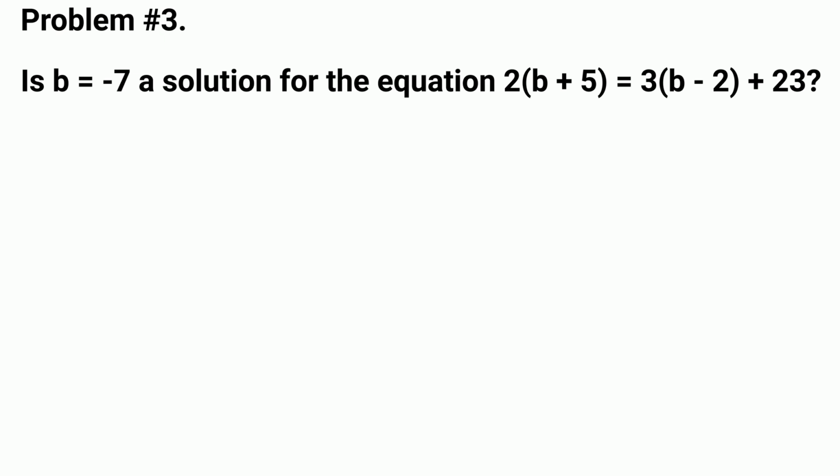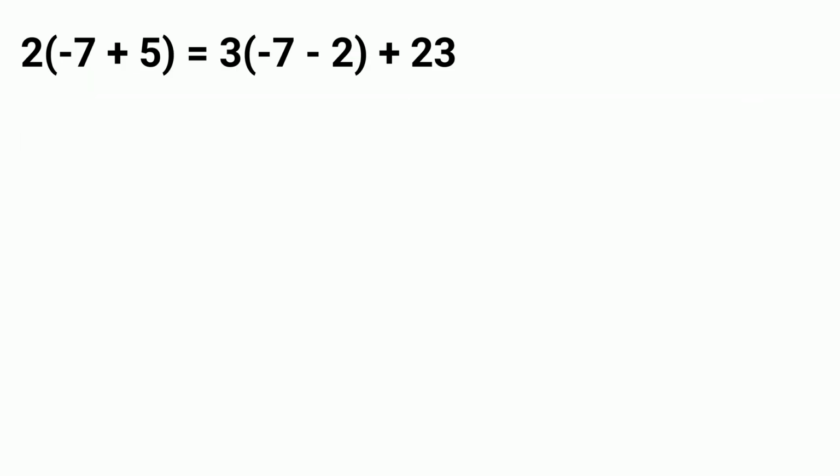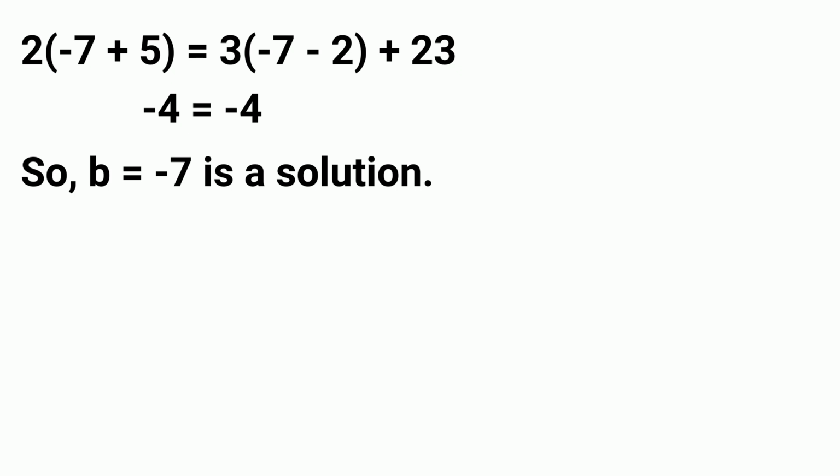Problem number 3. Is b = -7 a solution for the equation 2 times (b + 5) = 3 times (b - 2) + 23? First, we need to substitute the b with -7. 2 times (-7 + 5) = 3 times (-7 - 2) + 23. The left side equals -4 and the right side equals -4. So yes, b = -7 is a solution.